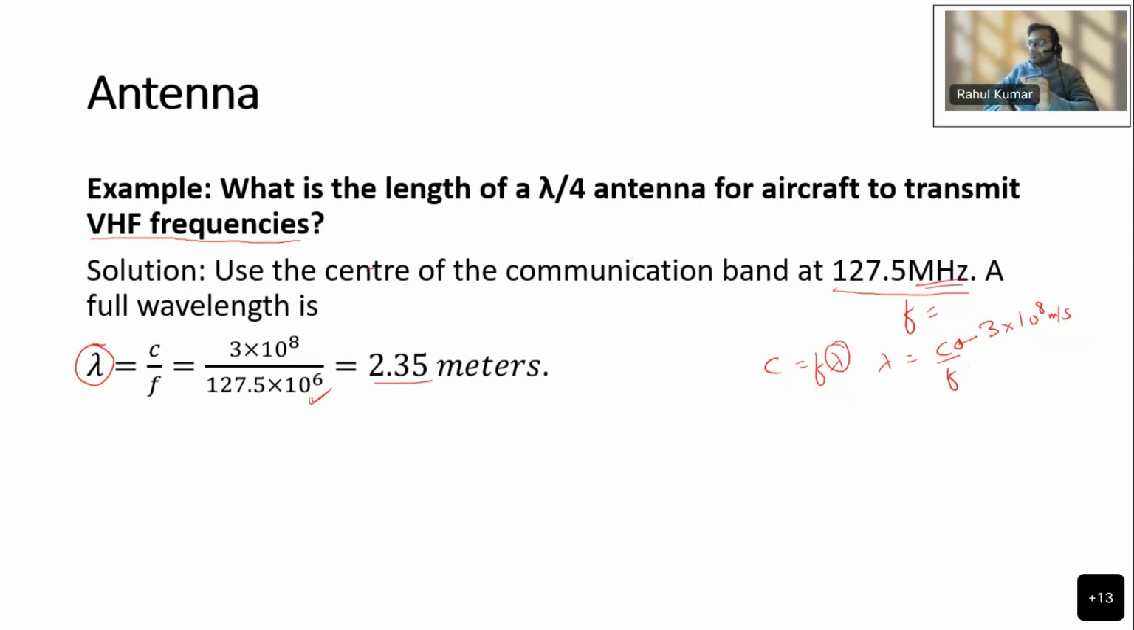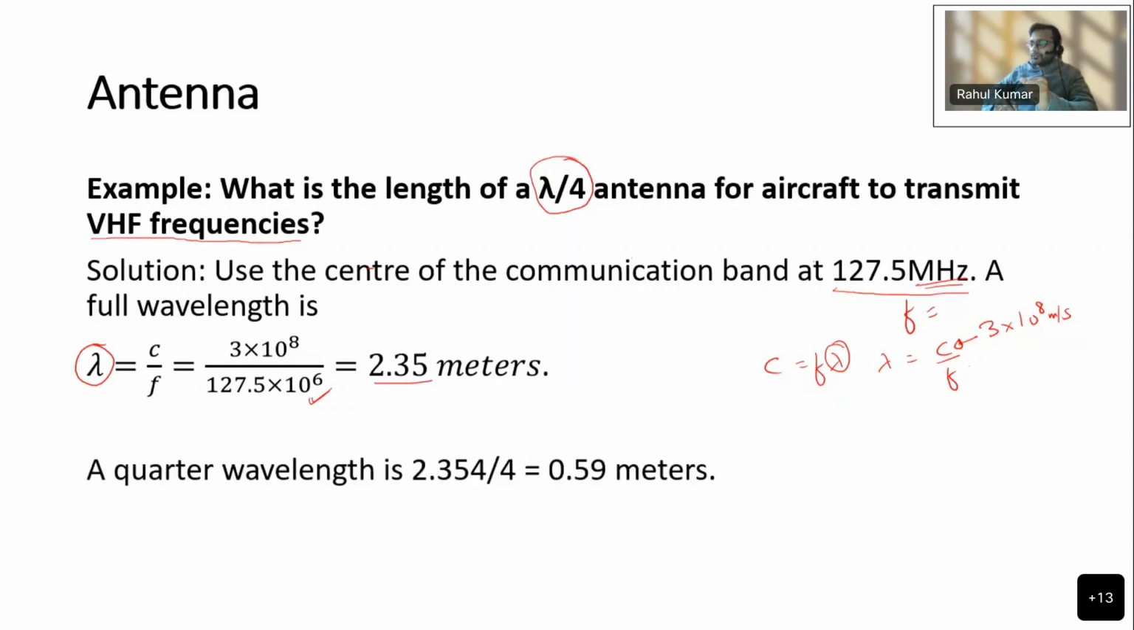And we have to design a lambda by 4 antenna, so its length should be one quarter of the wavelength. One quarter of this wavelength is 0.59 meters, half a meter approximately. So this should be the length of the antenna to radiate at the VHF frequency.